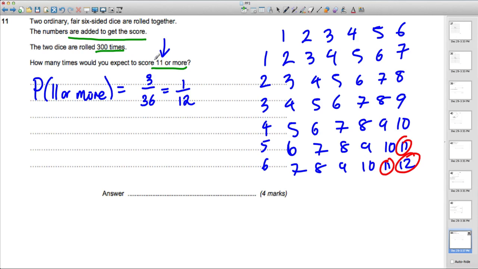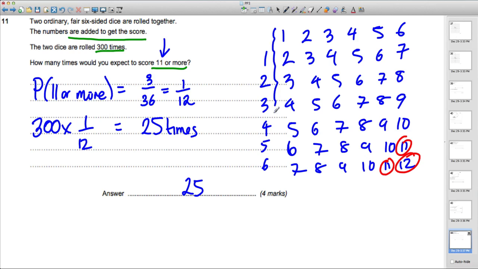And if you roll it 300 times, how many times would you expect to get 11 or more? Well, 300 multiplied by 1/12 would be your expectation. And that would be 25 times. 25 times is what you'd expect. And when you're doing the sample space diagram, just label out dice 1, dice 2, for example.